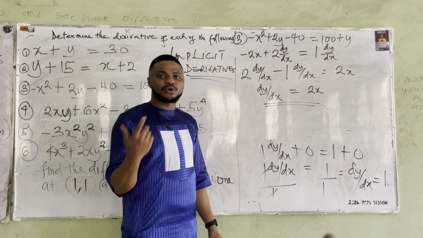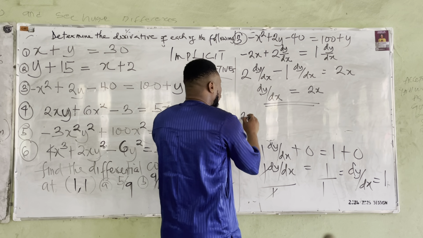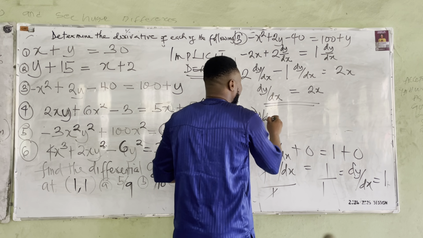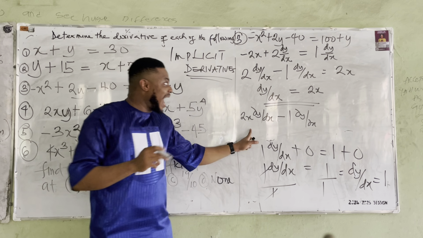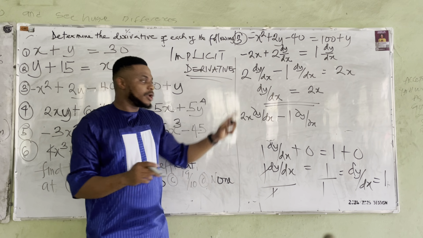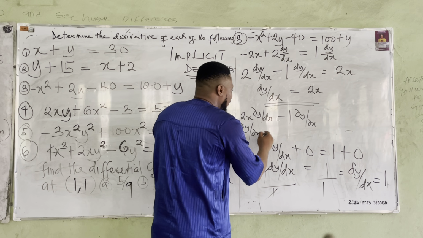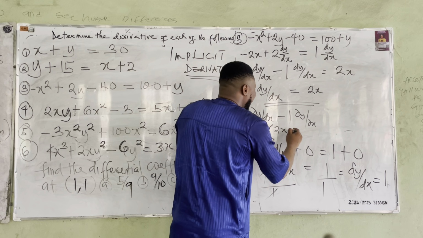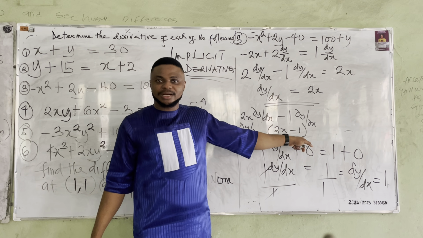What you do is factorization. So for instance now, look at this, guys. For instance, now we have 2x dy over dx minus 1 dy over dx. If there was an x here, what is common here? dy over dx, right? So we write dy over dx, then we factor out 2x minus 1. Then we have to divide both sides by 2x minus 1.